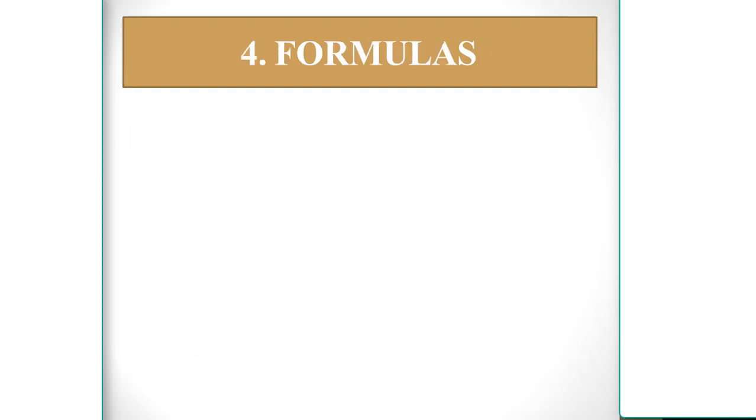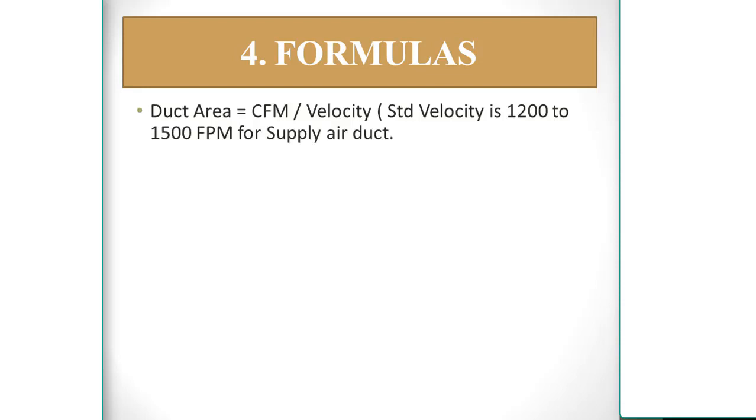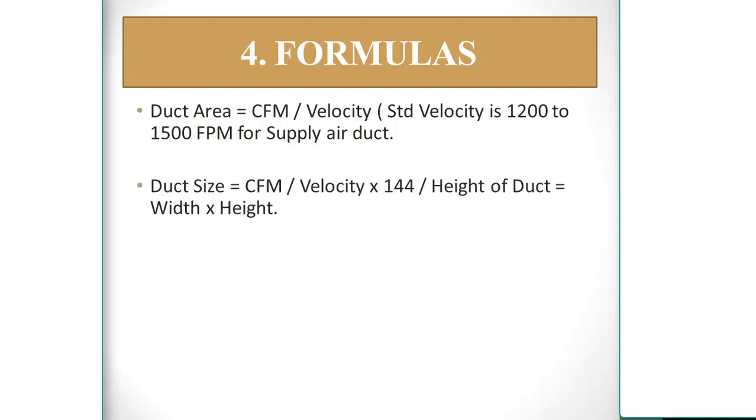So let us come to the formulas. The fourth number is the formulas. These formulas are required for the ducting, air distribution products, etc. So let us start with the formulas. How to calculate the duct area? This is a very simple formula. Duct area is equal to CFM divided by velocity. The standard velocity is 1200 to 1500 fpm for supply air duct.